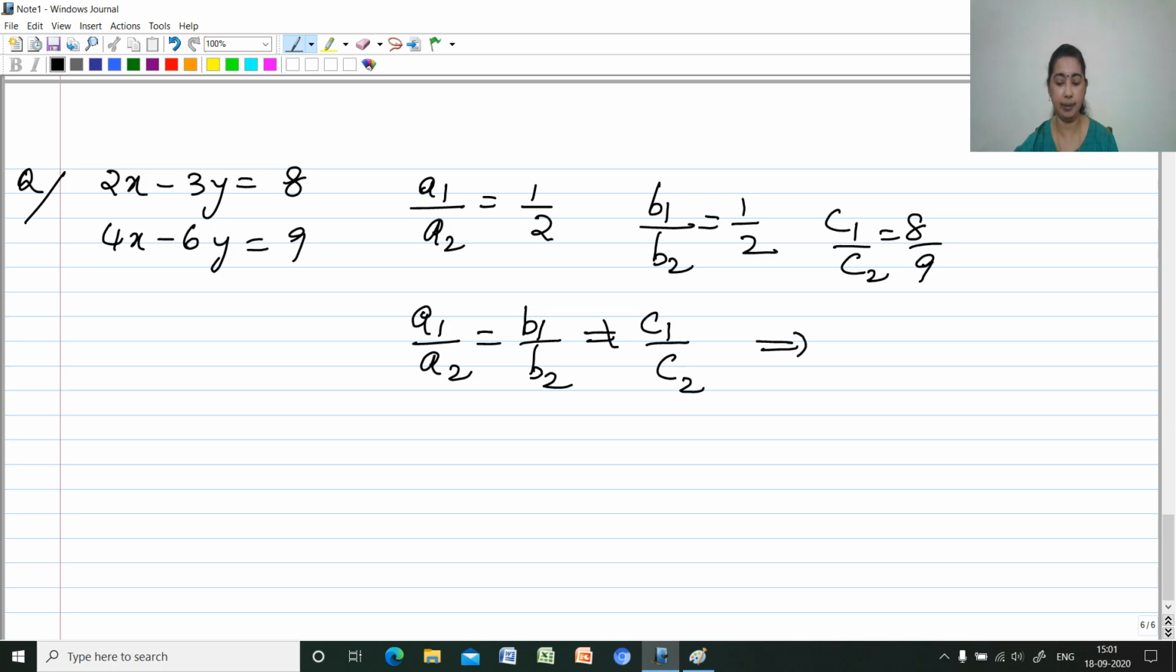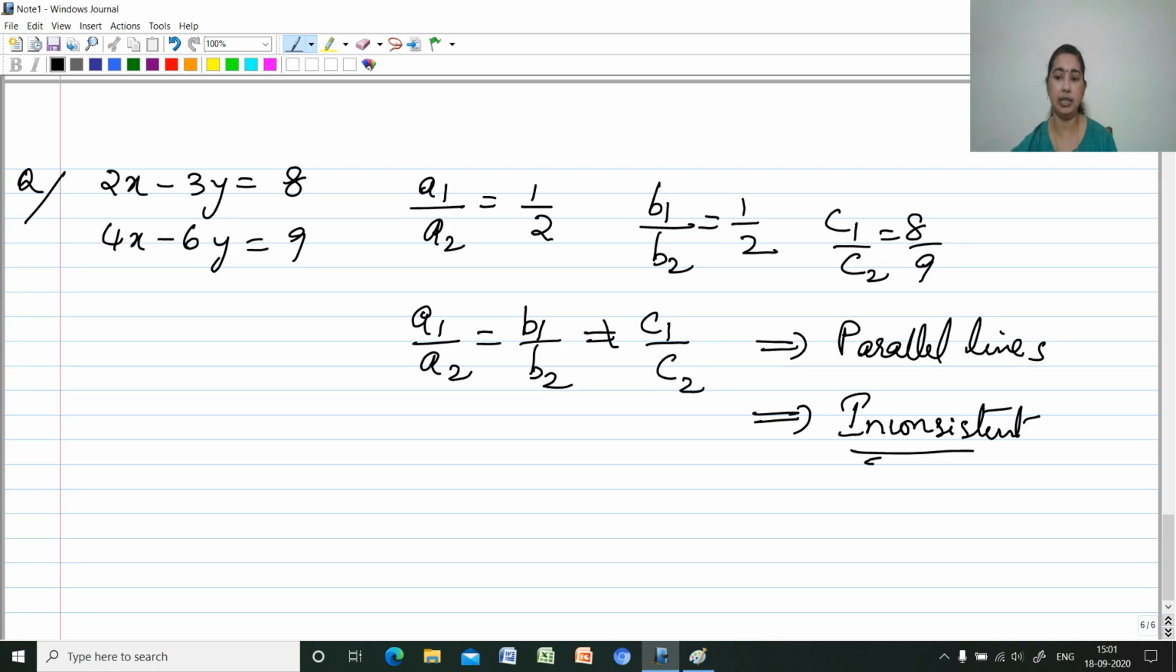That means they are parallel lines. If two lines are parallel, then we say that they are inconsistent. They are not meeting. Since they are not meeting at any point, we can say that they are not having a solution. So they are inconsistent.